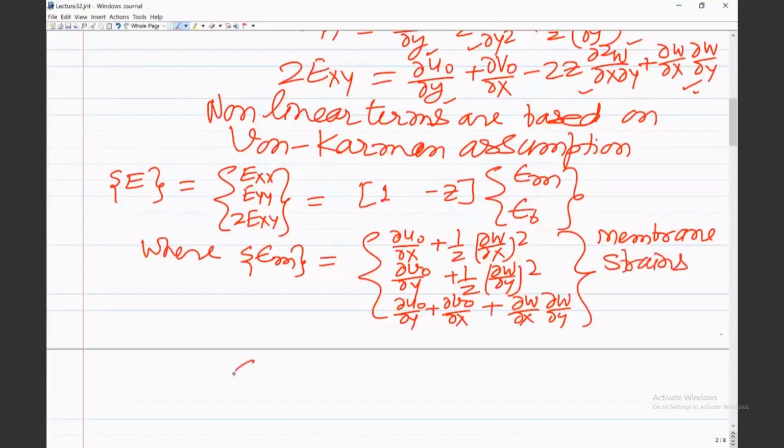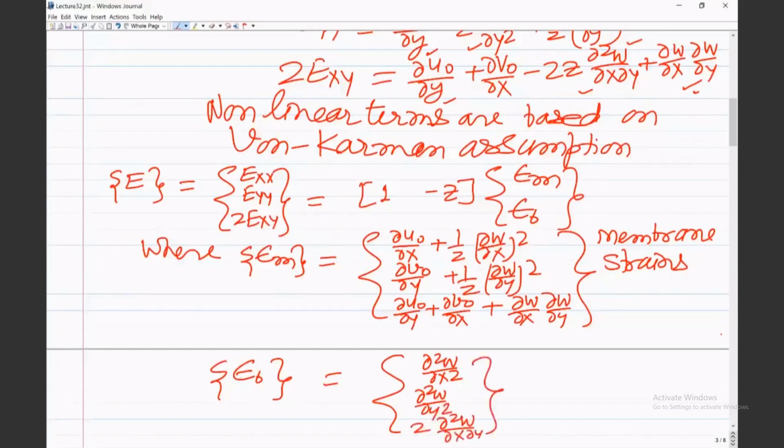And the other is bending. So we are denoting that by epsilon b, and that has these terms: del 2w by del x square, del 2w by del y square, and twice of del 2w by del x del y. And we call this bending strains, or sometimes we also refer to this as curvature.